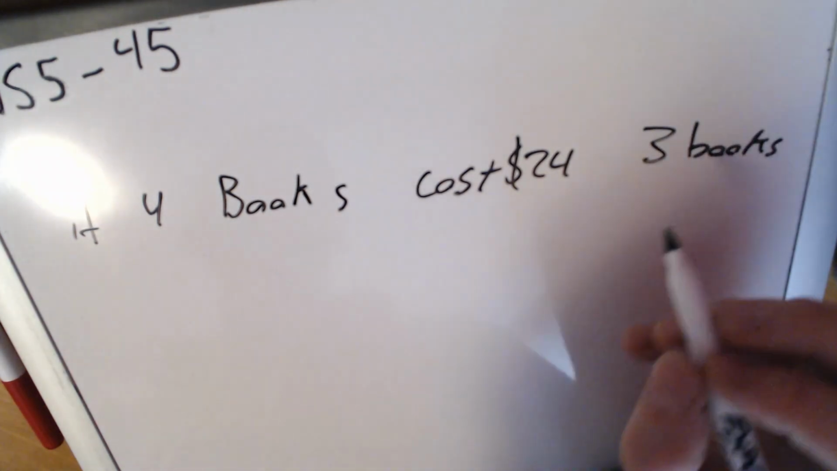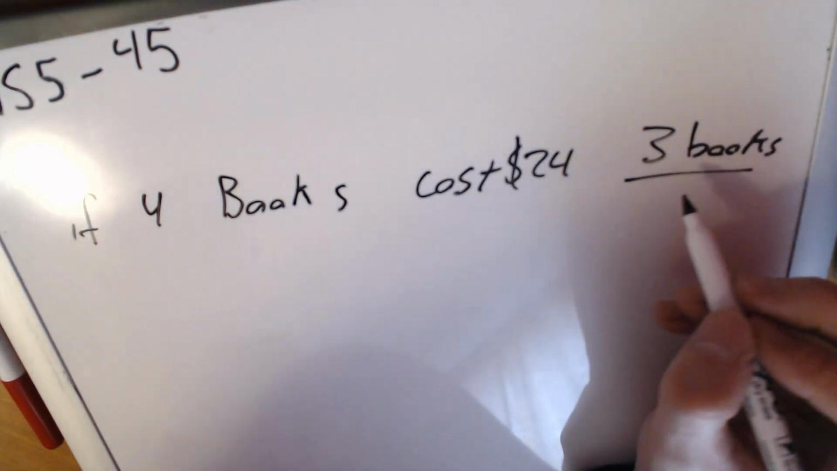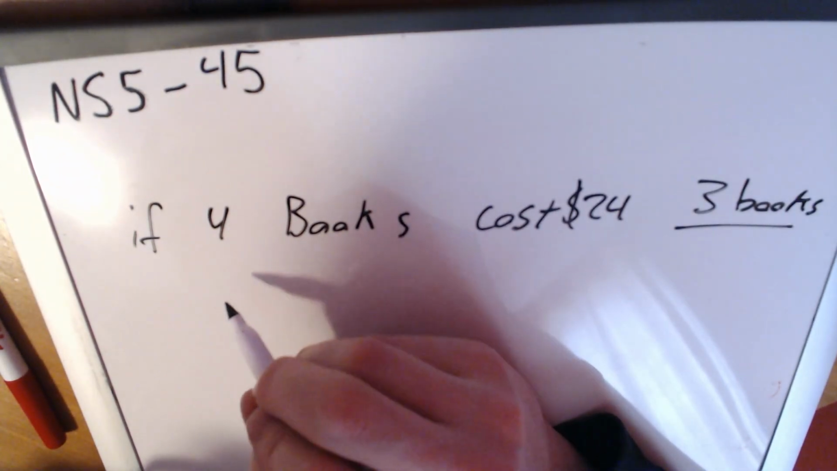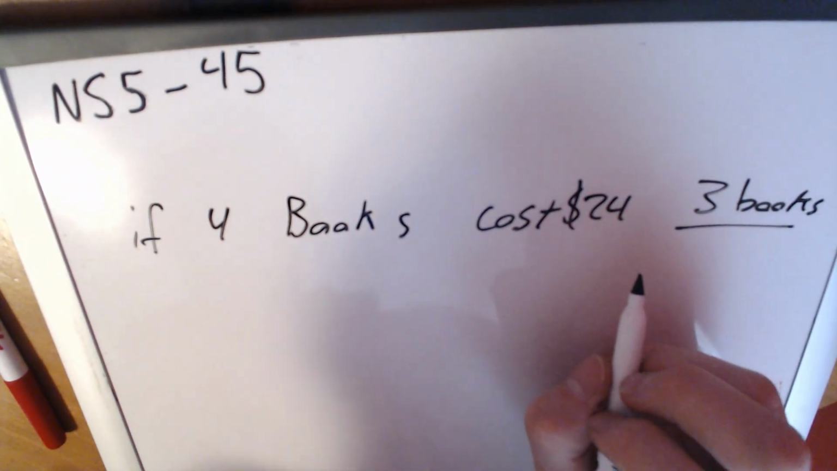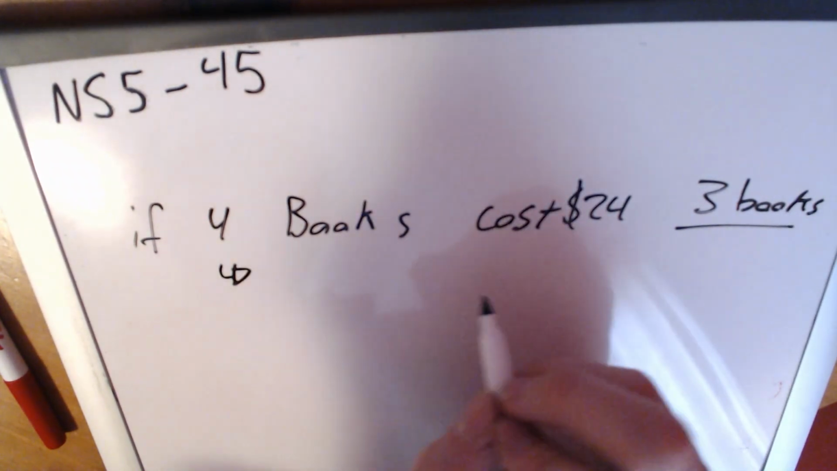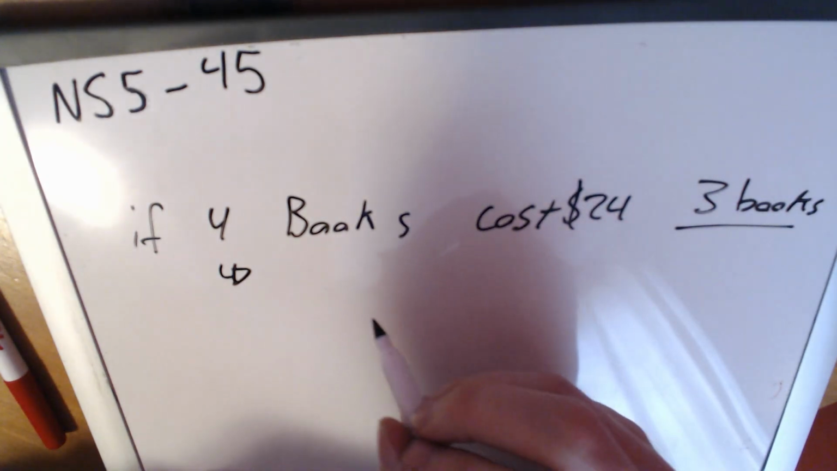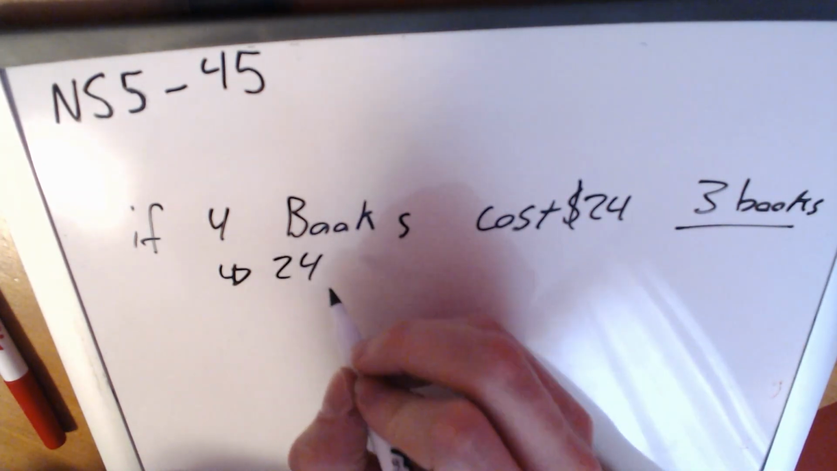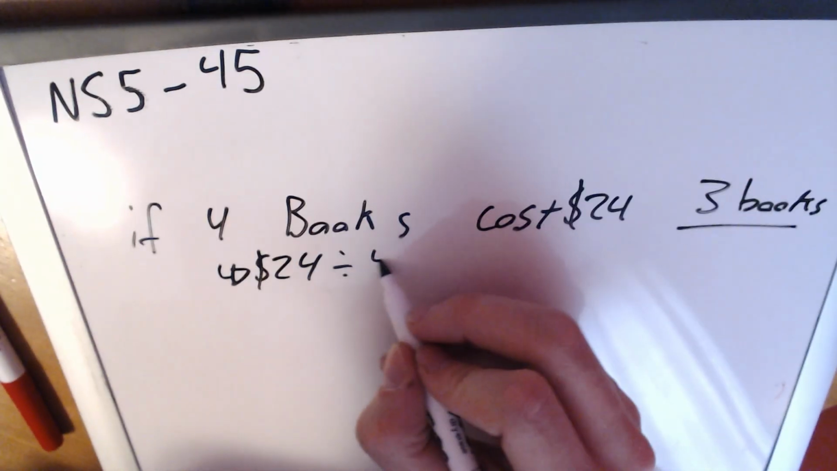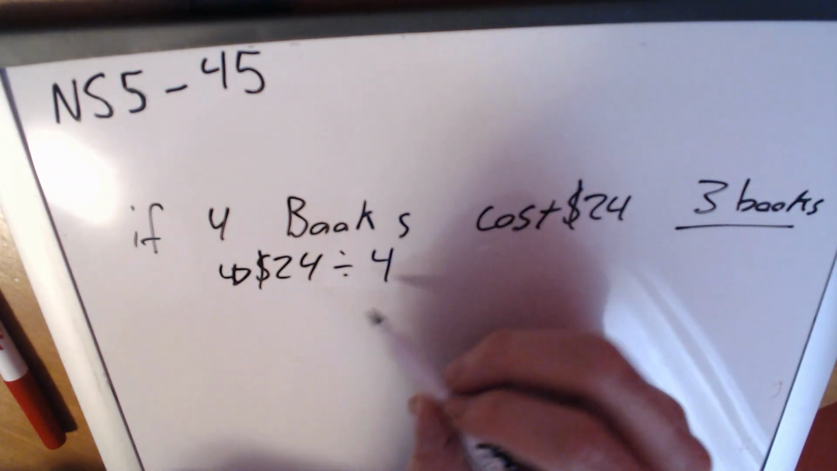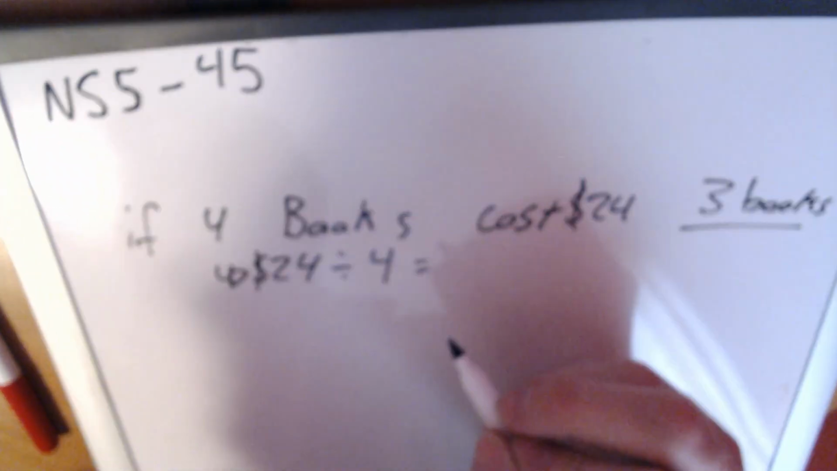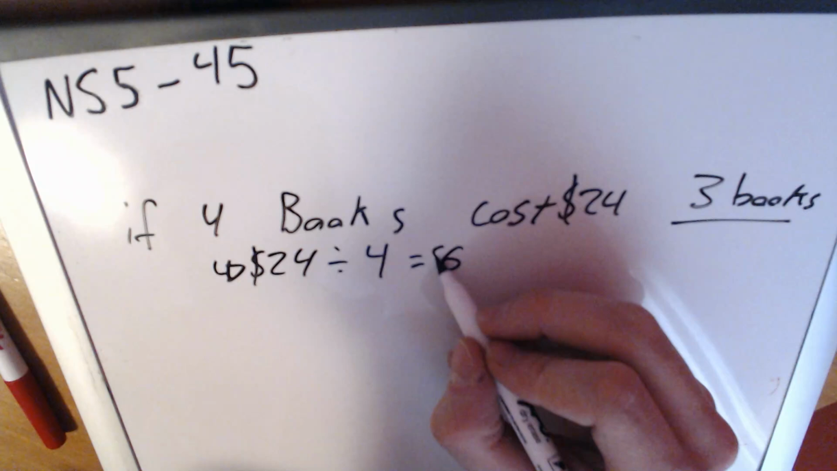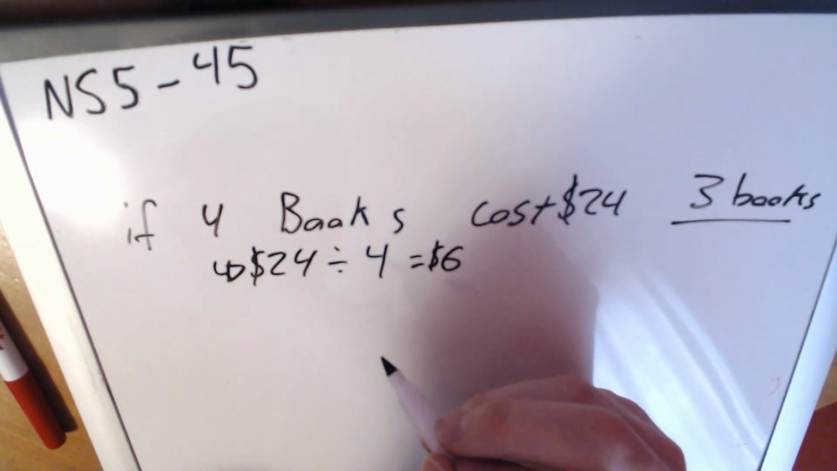Well, we're trying to find 3, but first, remember, this kind of goes back to our rate questions. If we're trying to find what 3 books cost, the first thing we have to do is find out what 1 book costs. We're going to assume the books all cost the same, so if we want to find out what 1 is, then we just have to say that $24 is divided by 4 books, because there's 4 books and they're all equal. And we see that this equals 6. So each book costs $6.